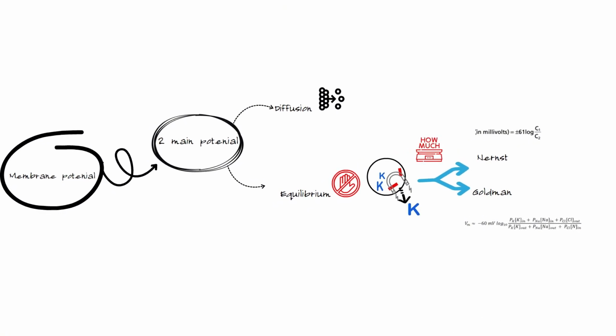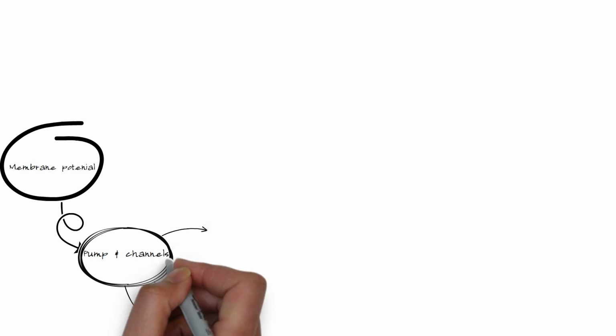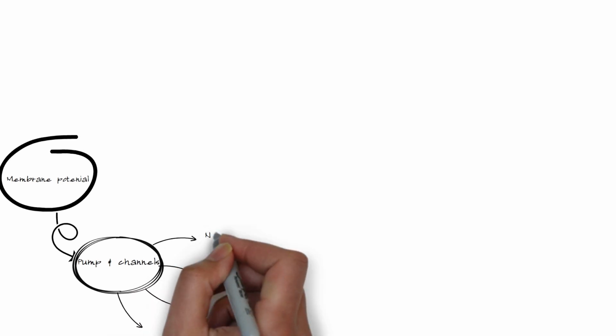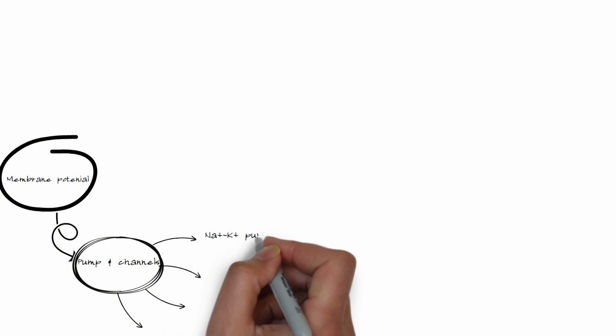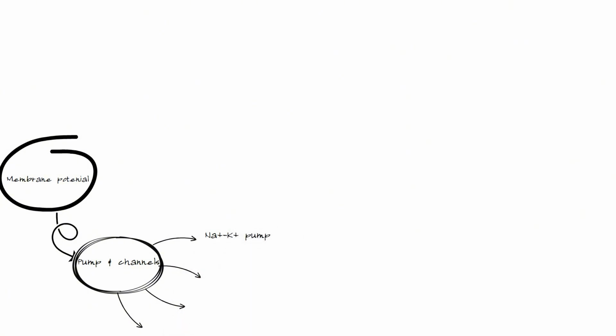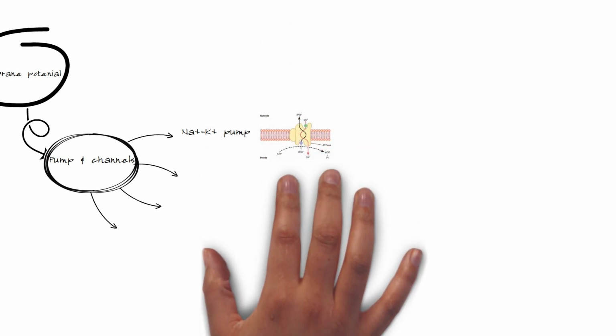The most important ions are sodium, potassium, and chloride, and the potential here depends on the concentration gradient, the electrical charge, and the permeability of the membrane. We are talking about the pumps and channels that change the membrane permeability and change the membrane potential. First is the sodium-potassium pump, an active transport which pushes 3 sodium out and brings 2 potassium in, leaving the membrane negative inside.